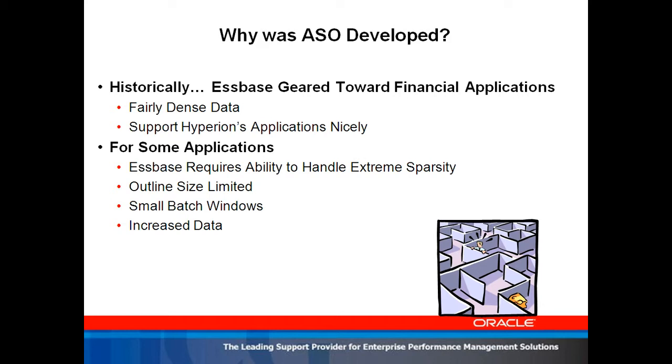Those kinds of databases usually require very large outlines, whether we're talking about the number of dimensions or the number of members in the dimensions, and they require quick batch times where loading and calculating of the database is needed on a rapid basis, and where data volumes, besides being sparse, are rather immense. But in simpler terms, BSO databases, block storage, start to have performance problems once they grow beyond 7 to 10 dimensions, and especially when the numbers of members in those dimensions start to grow.